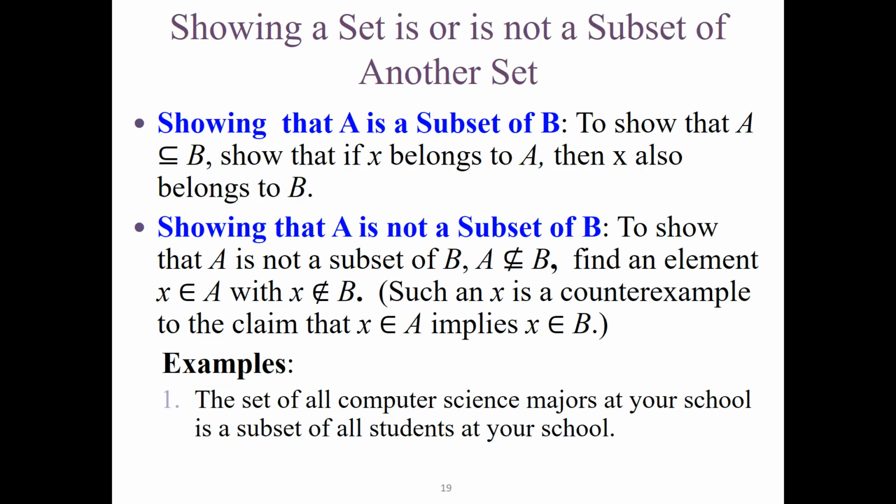Okay, next, let's see how we show a set is or is not a subset of another set. Based on the definition, if A is a subset of B, then we need to make sure every element in A is also an element in B, then A will be a subset of B. How to show that A is not a subset of B? Once we can discover an element in A that is not in B, then we can show that A is not a subset of B.